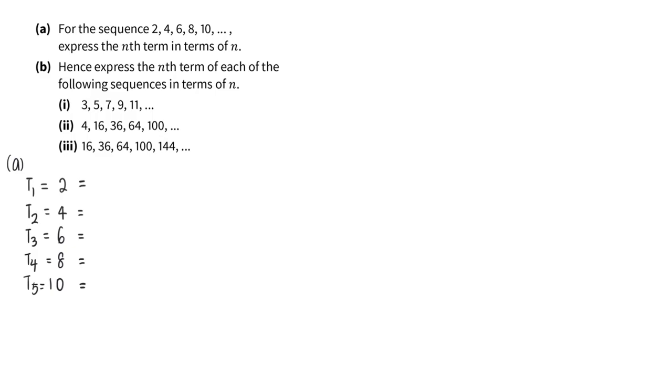So I'm going to have 2 times 1. This will be 2 times 2, gives me 4. 2 times 3 is 6. 2 times 4 is 8. 2 times 5 is 10. And from here, I hope you can see that the 2 is always repeated. And the first term is 1, second term is 2, third term is 3, fourth term is 4, fifth term is 5.